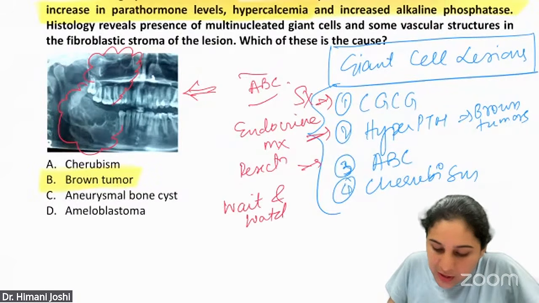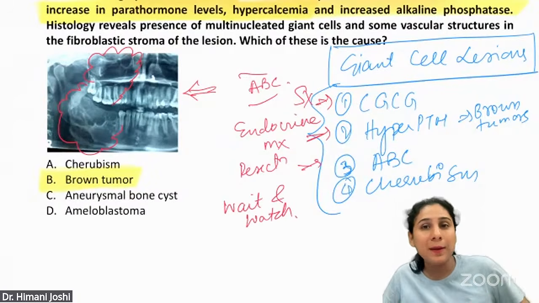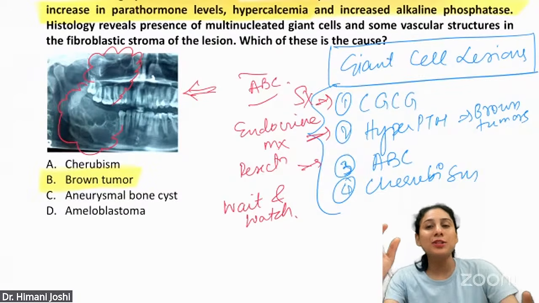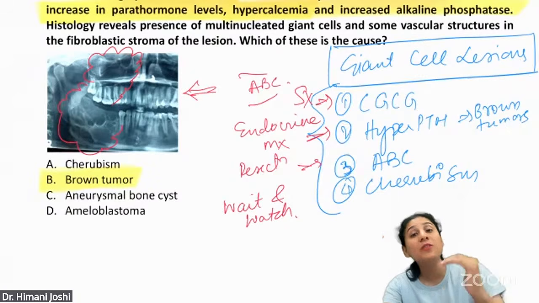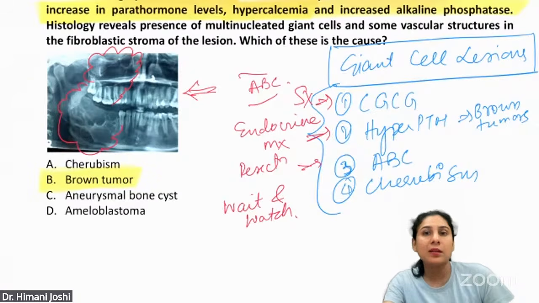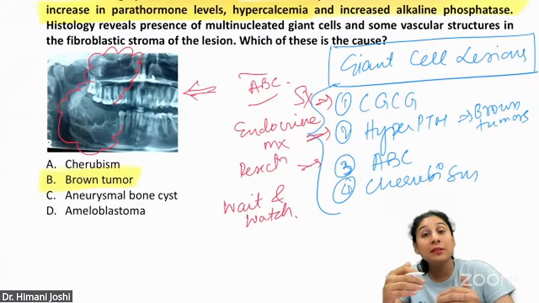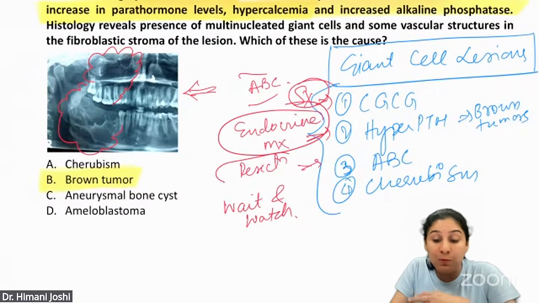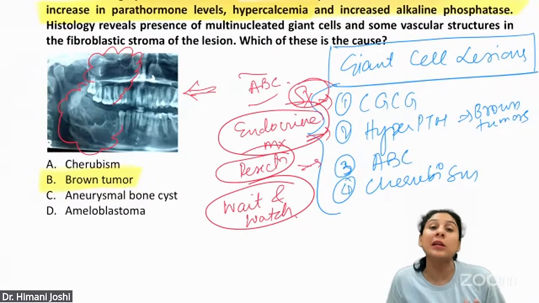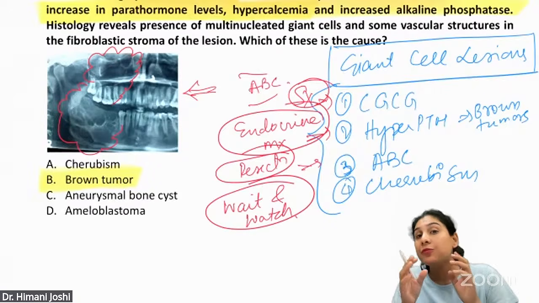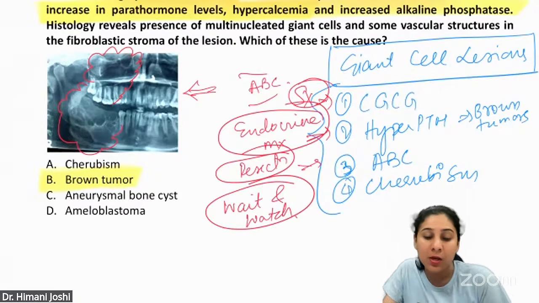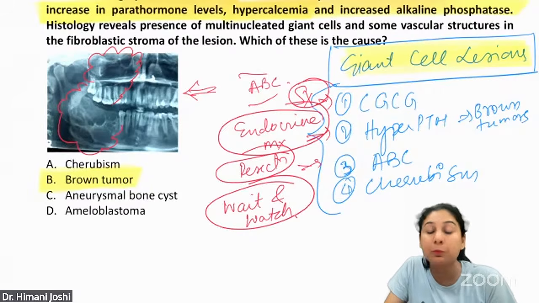So imagine such a beautifully made body where giant cell lesion disease is there, presenting in 4 different forms, looking very similar radiographically, clinically, histologically also, but treatment is absolutely different for all lesions, right? Which is why the differential diagnosis of giant cell lesions becomes a very, very, very important thing.